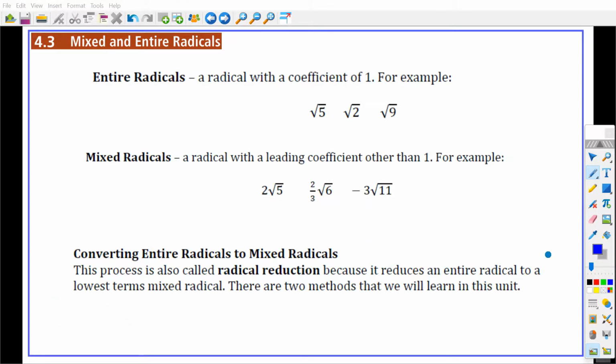So we are going to look at radical reduction, and what that means is we are going to start with entire radicals, which is a radical where our coefficient is 1, and we're going to switch them into mixed radicals where they have a coefficient or a multiplier out in front. This is called, once again, radical reduction.